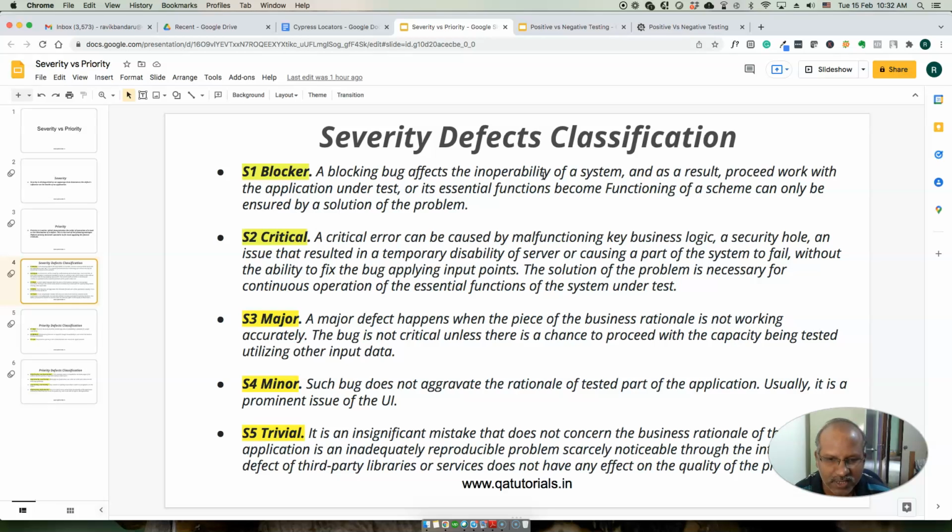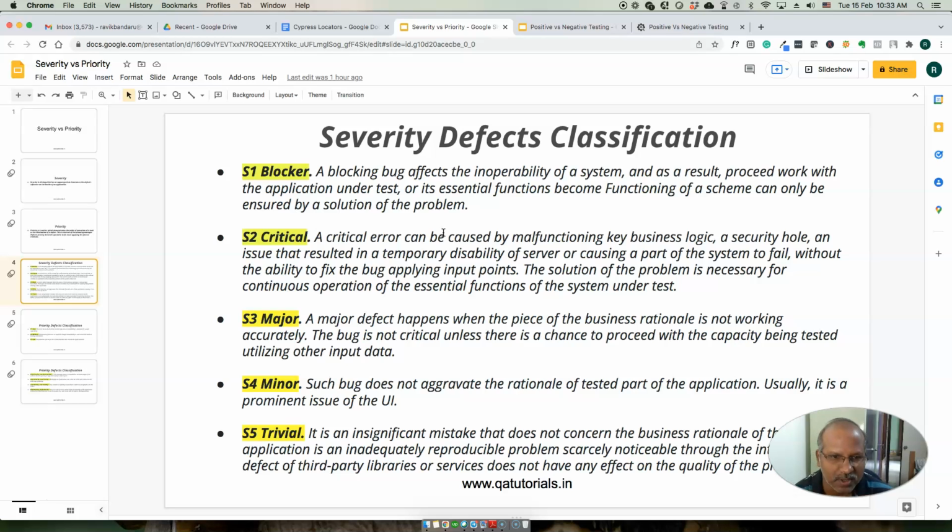Then trivial, it's a very insignificant mistake. These are very trivial, small mistakes in the application. So you can continue testing, and you can live with these defects, but they need to be fixed at some point, right? It doesn't affect the business functionality of the application. So very trivial issues. These are the 5 different levels of severity classifications.